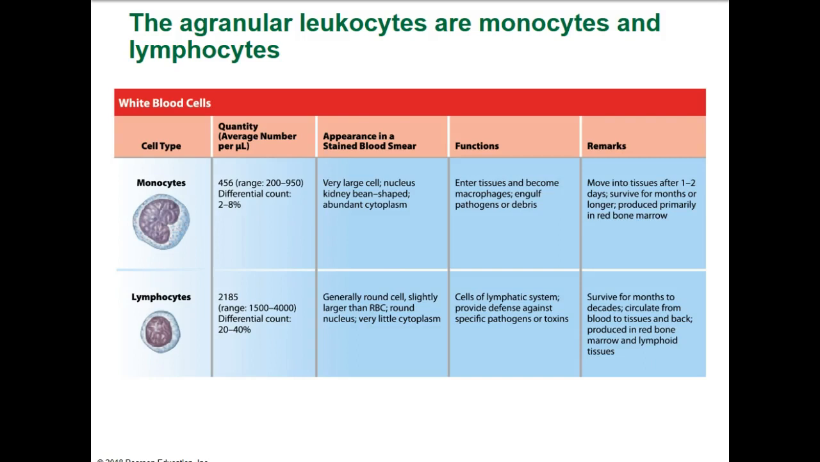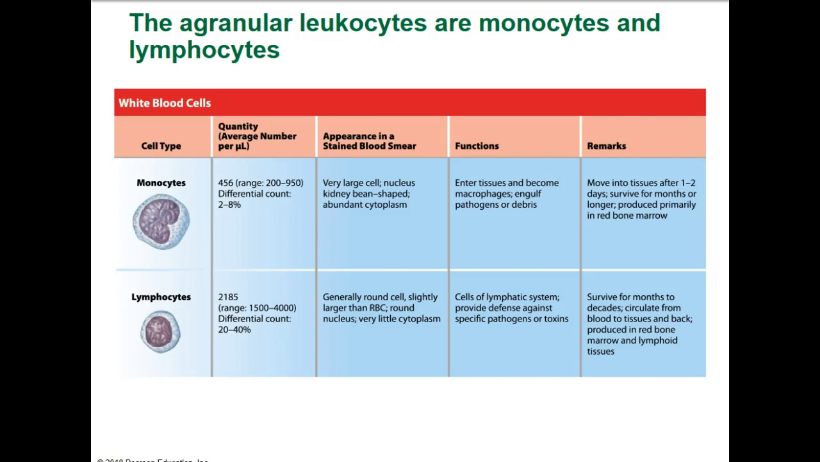So let's look at each of these. Here's your monocytes. They're really large cells. The nucleus is like a large kidney bean, and they fill up a lot of the cell. They enter the tissues and become macrophages, where they will engulf pathogens or debris. They move into the tissues after 1 to 2 days. They survive for months or longer, and these are produced mostly in the red bone marrow.